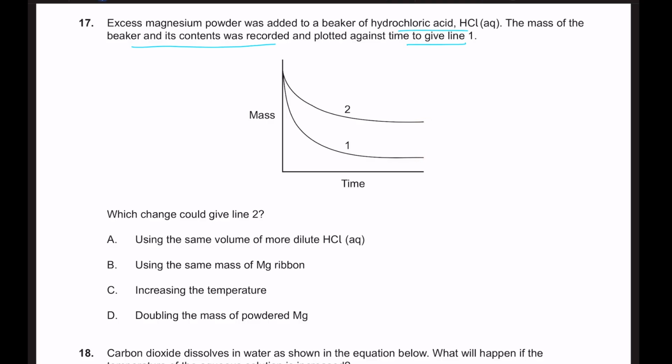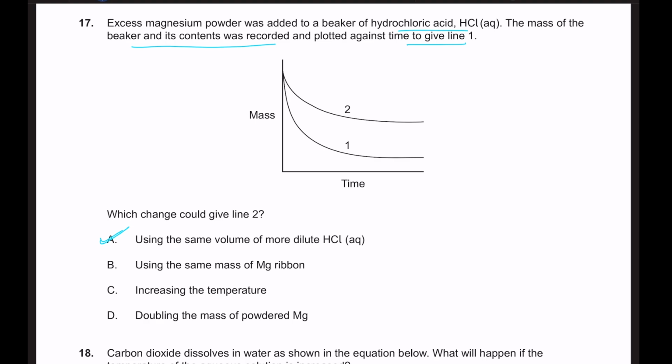Now let's check. Same volume of more dilute HCl. This is actually right, because if you have fewer moles of HCl, or the concentration of HCl is smaller, the rate will be lower. And HCl is the limiting reactant here. So as you are adding fewer moles of HCl, you'll get less product.